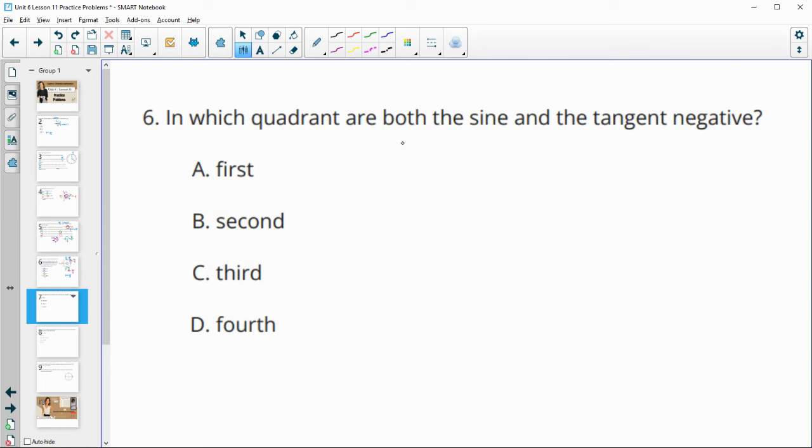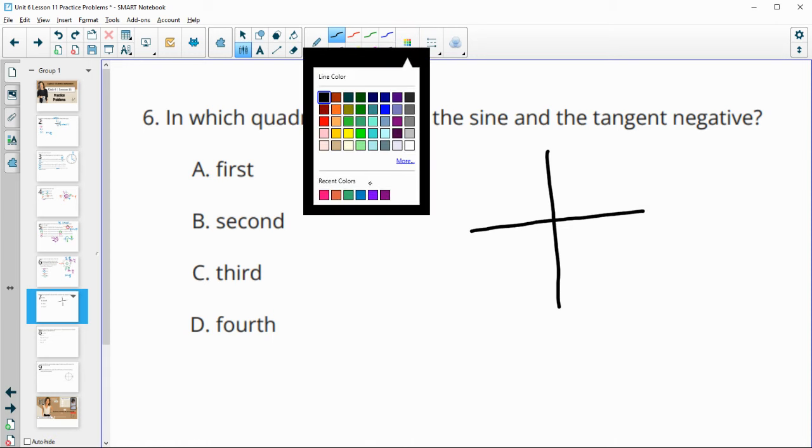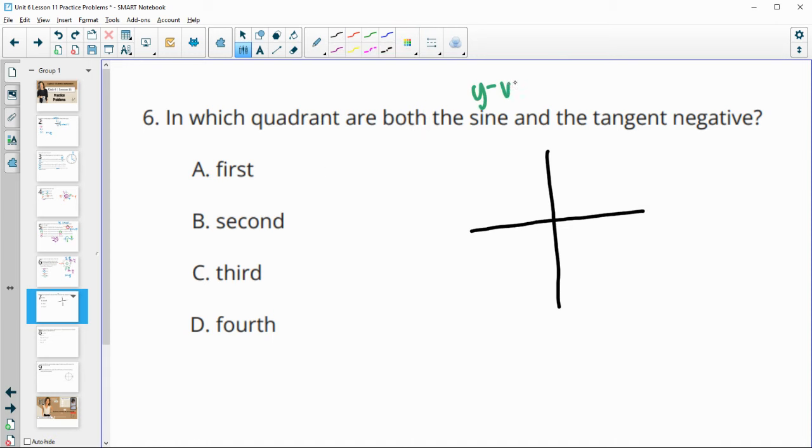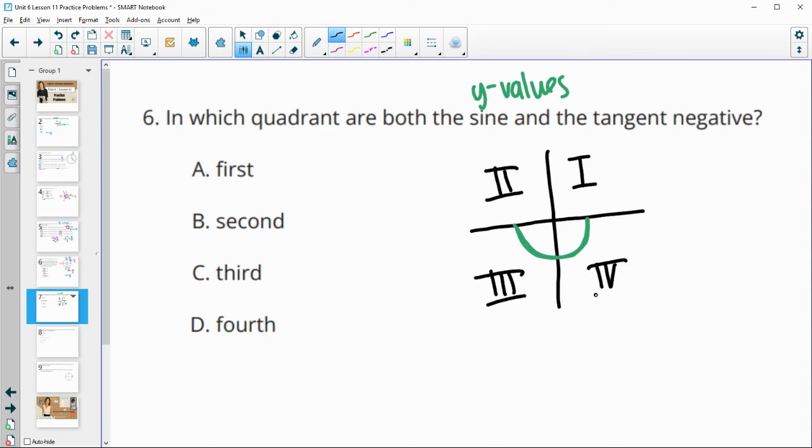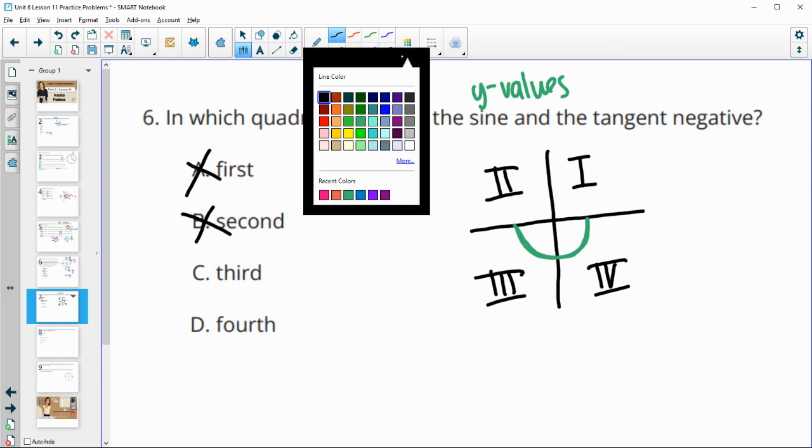Number 6, in which quadrant are both the sine and the tangent negative? So remember that sine is your y value. So this is the y values, and y values are negative just in this bottom set of quadrants. So that's quadrant 3 and 4. So let me label these. So this is 1, this is 2, this is 3, and this is 4. So the y values are negative in the bottom half, right? So that rule brings us down to quadrant 3 and 4. So we're definitely not in the first or second because sine is positive up there.